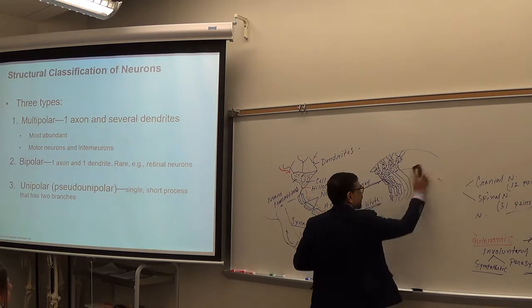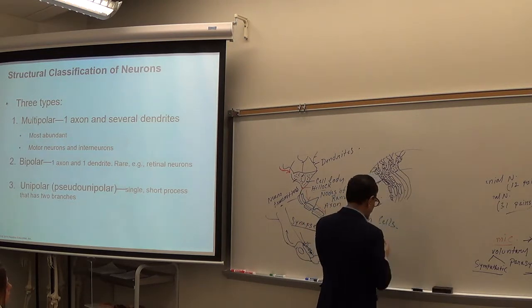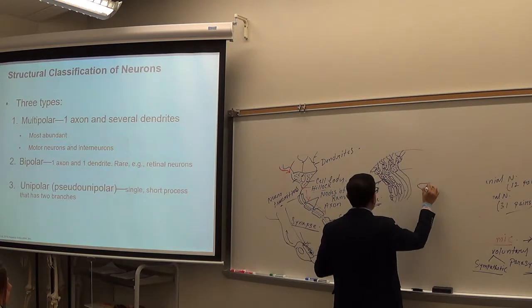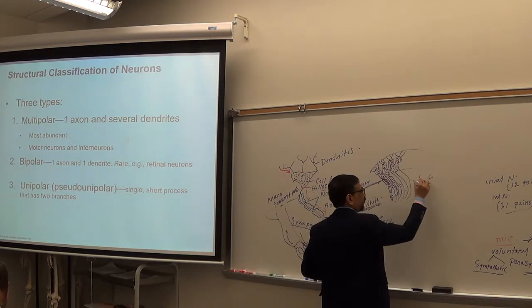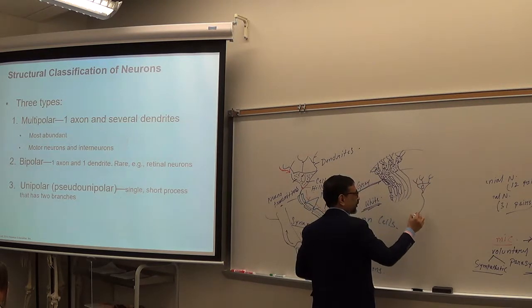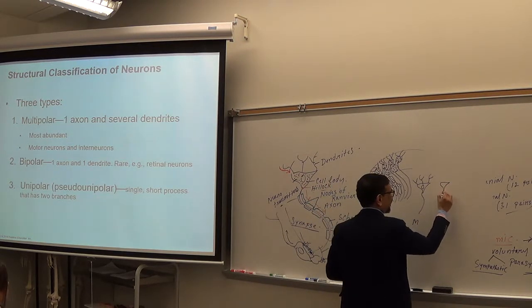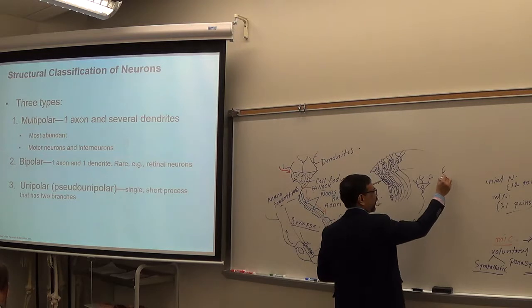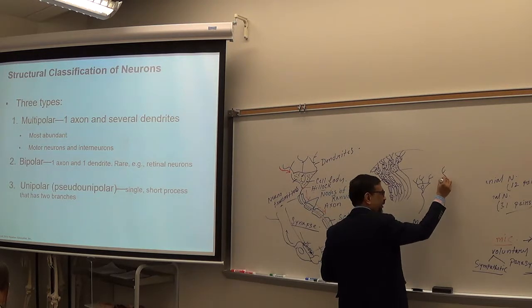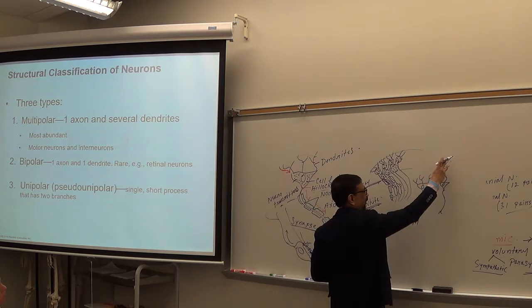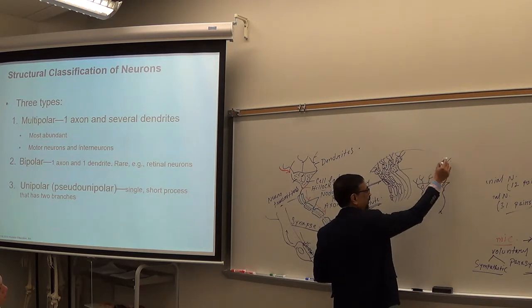Very simple. If you see a multipolar neuron that I showed you here, this is the multipolar neuron, multiple dendrites and single axon, multipolar. If you see a bipolar, it has only one dendrite and one axon. Okay, so bi means two, one dendrite, one axon. Dendrite has many branches, but that doesn't mean many dendrites. Only one dendrite. Okay.